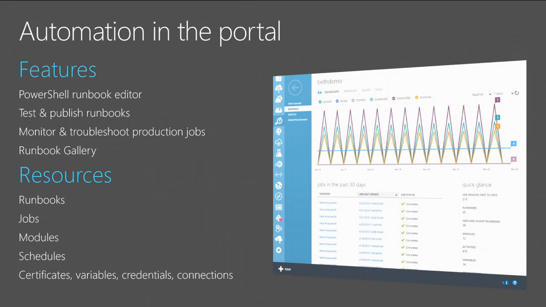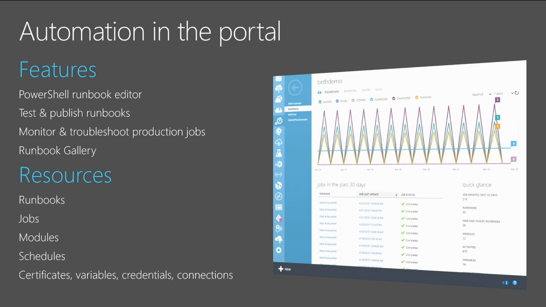So just to level set before we go into the new features, what did automation look like in the existing portal? So you were able to author your runbooks in a PowerShell editor online. You can, of course, test and publish these runbooks and then put them on schedules, monitor and troubleshoot, all in the same portal. And then we had a runbook gallery, which provided samples so you can get started really quickly.